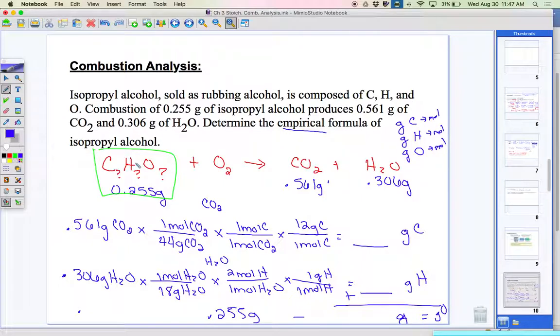Do you divide by the smallest number before you convert it all to moles? No, it has to be in moles before, because your subscripts for an empirical formula are mole relationships. So you have to be in moles and divide by the smallest number of moles. And that would give you the subscripts for C, H, and O. Yes. All right, good.